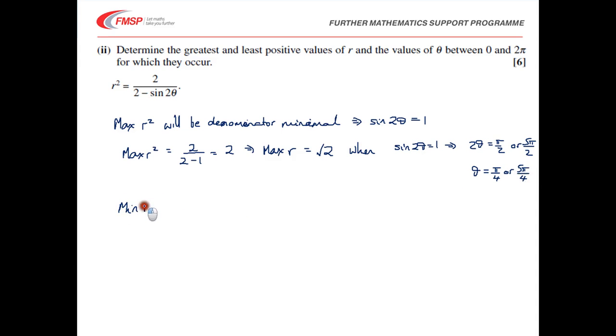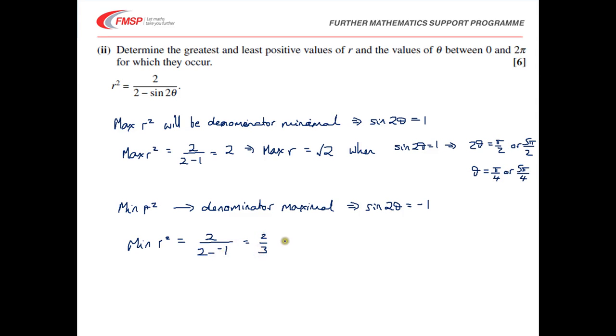Similarly, the minimum value of r squared will have the denominator maximal. And that means that sine 2 theta will be minus 1. So the minimum value of r squared is going to be 2 over 2 take away minus 1, which is 2/3, and therefore the minimum value of r is going to be root 2/3.